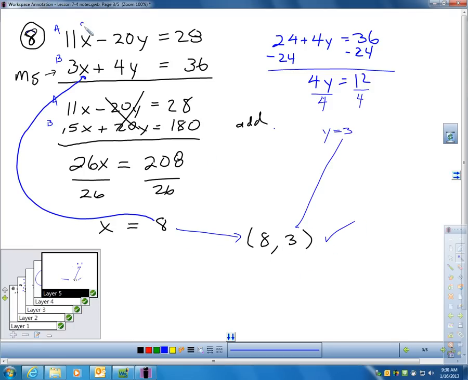So, of course, I can take 8 here and 3 here. 88 minus 60 is definitely 28. 8 and 3 work here. 24 plus 12 is 36.